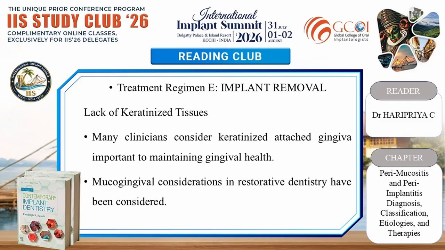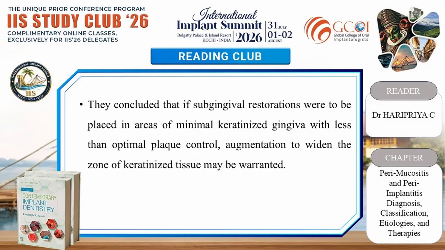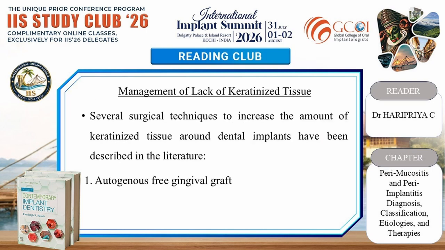Tissues. Many clinicians consider keratinized attached gingiva important to maintaining gingival health. Mucogingival considerations in restorative dentistry have been considered. They concluded that if subgingival restorations were to be placed in areas of minimal keratinized gingiva with less than optimal plaque control, augmentation to widen the zone of keratinized tissue may be warranted. Management of lack of keratinized tissue.